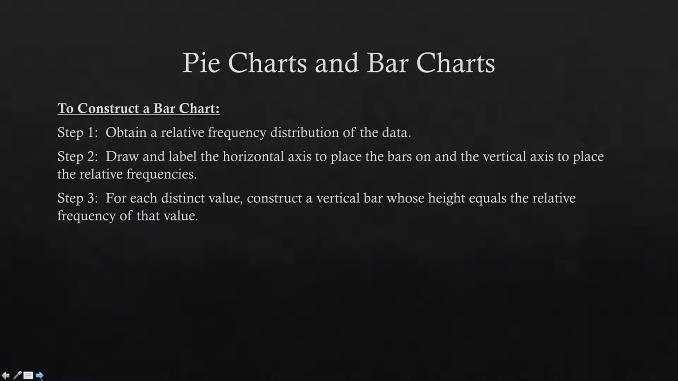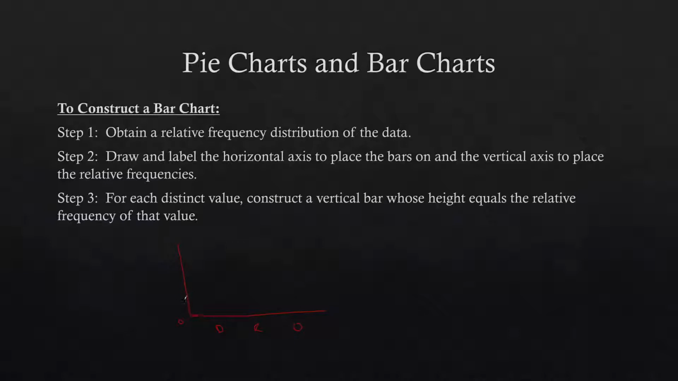All right, what about the bar chart? Well, you can obtain the relative frequencies, draw and label the horizontal axis to place the bars, and the vertical axis to place the frequencies. And for each distinct value, construct a vertical bar. Okay, so for instance, if we were to do our data that we just got finished doing, we could have Democrat, Republican, other.